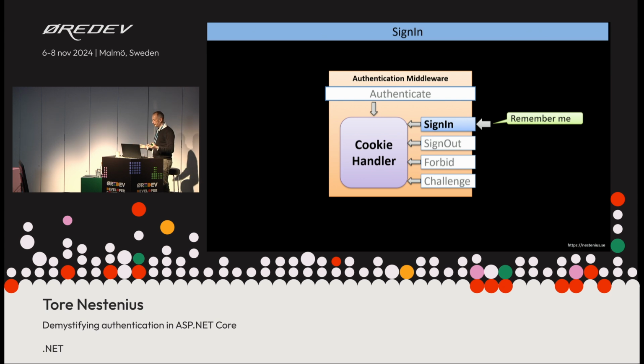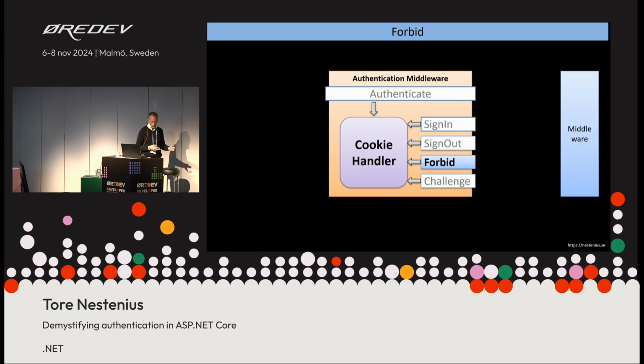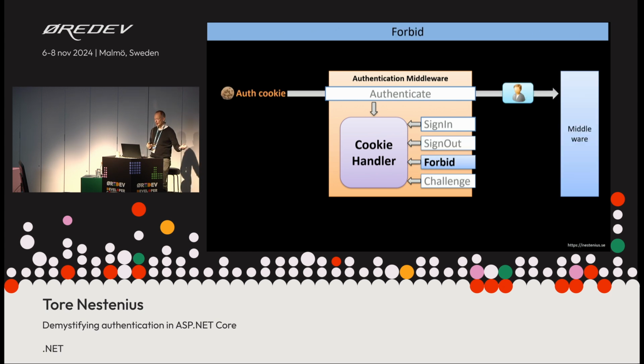Then we have sign in, and that is more like remember me. So when someone calls sign in, then the cookie handler will, in this case, set the authentication cookie. And obviously, when we do a sign out, it's all about forgetting the user. We remove the cookie. Pretty obvious. And then we have forbid. So in this case, you come into the site, you are authenticated as a user, but you're not allowed to access a given resource.